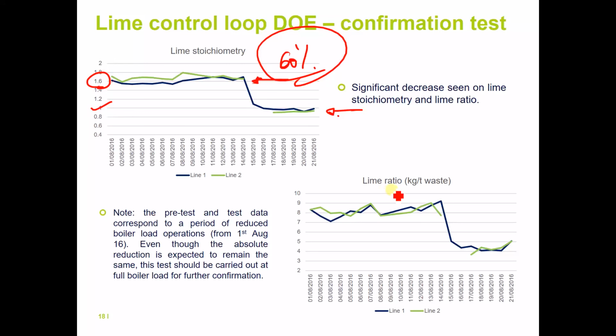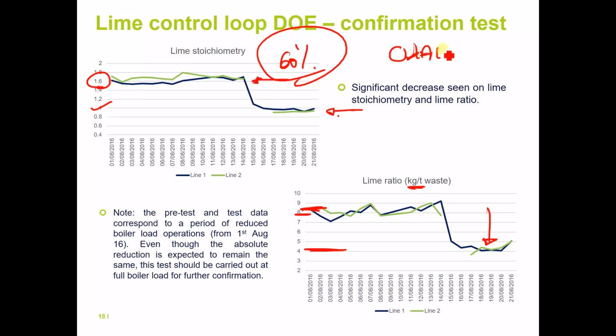So you can see where the stoichiometry's gone, dead on 1. Look at the lime ratio, kilograms per ton. We were up here at 8. By the way, I think the target was sort of here. Look where they've driven this thing to. It is half what it used to be. That is just the most incredible process optimization, and so simple to do.